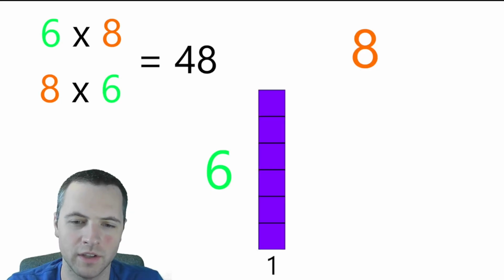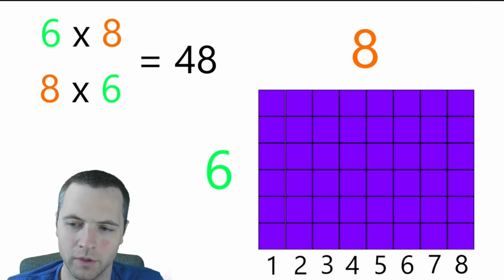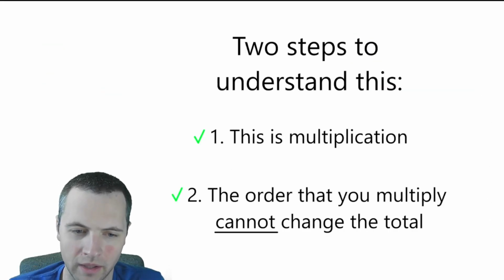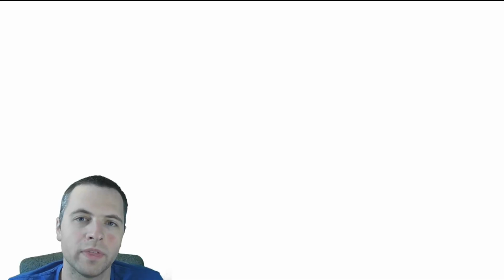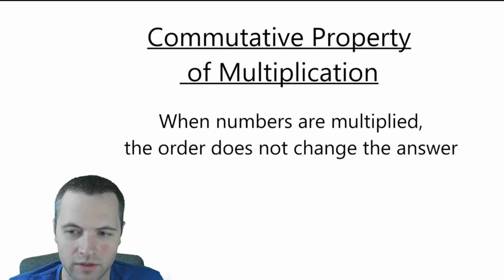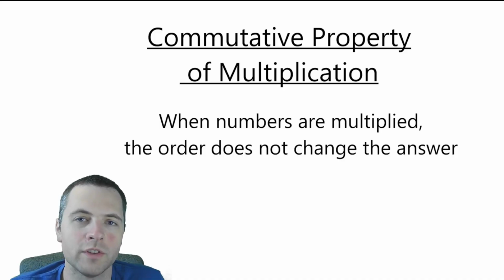If you multiply 6 by 8, it means you've also multiplied 8 by 6, meaning that the order you multiply can't change the total. With that, we have the commutative property, which states that when numbers are multiplied, the order does not change the answer. What we just saw is why the commutative property exists.